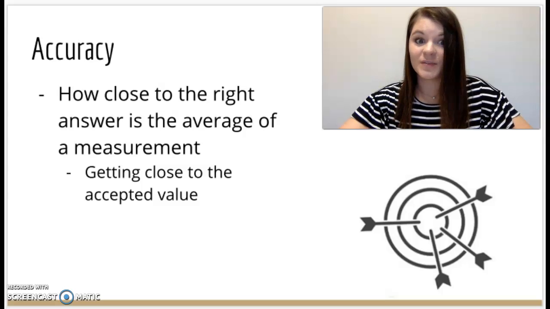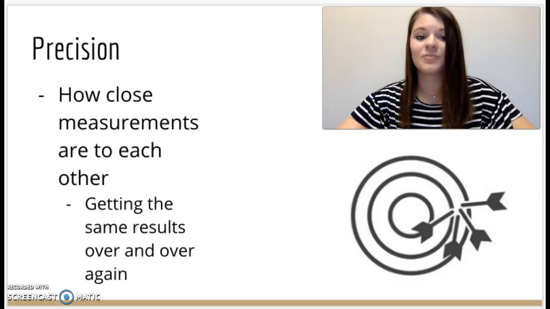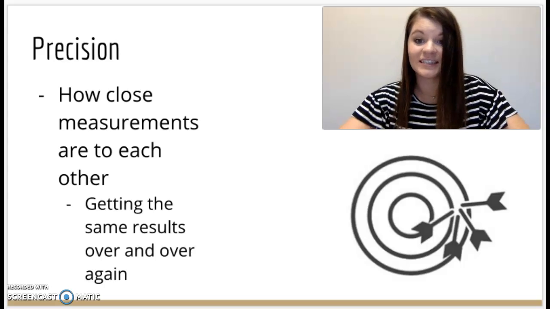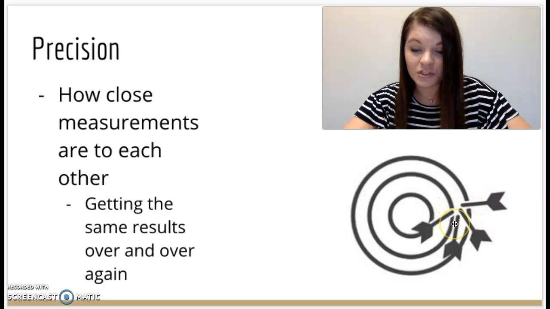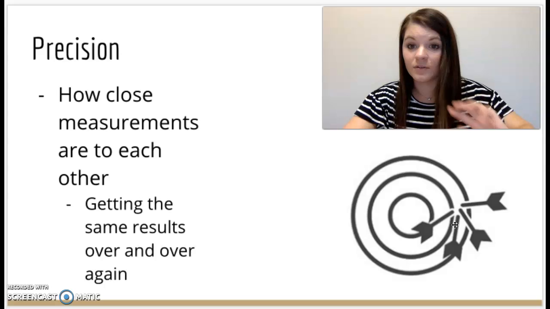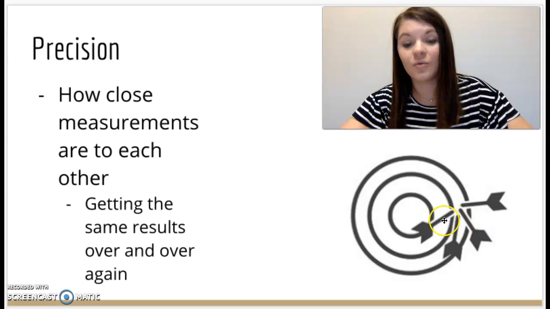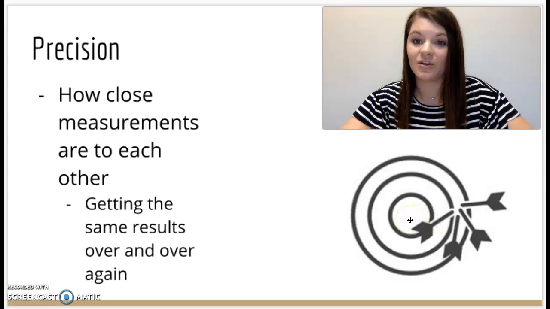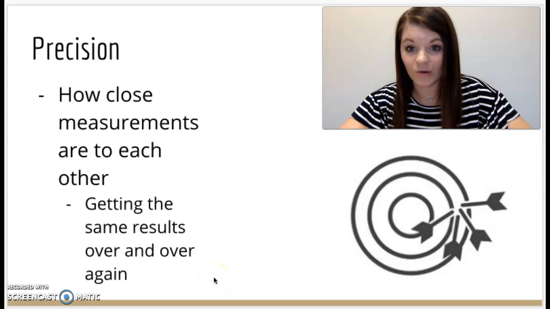Okay? And so the difference between accuracy and precision is that precision is how close the measurements are to each other. Okay, so it doesn't necessarily have to be close to the accepted value or the bullseye. These arrows are all very close to one another, so whoever threw these arrows is very precise. So we are measuring how close each value or arrow is to each other rather than to the accepted value. To be precise, you get the same results over and over again, okay? And yes, you can be accurate and precise.